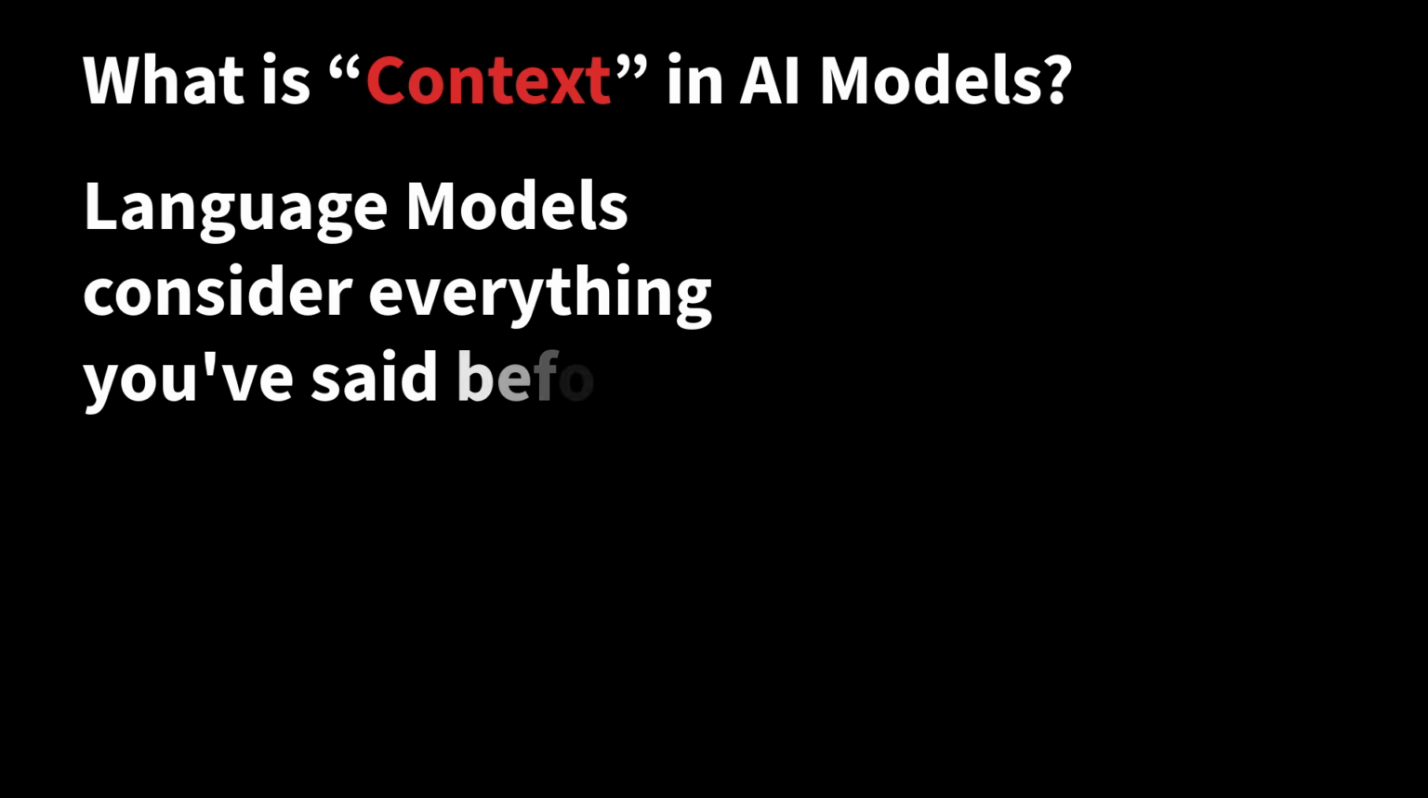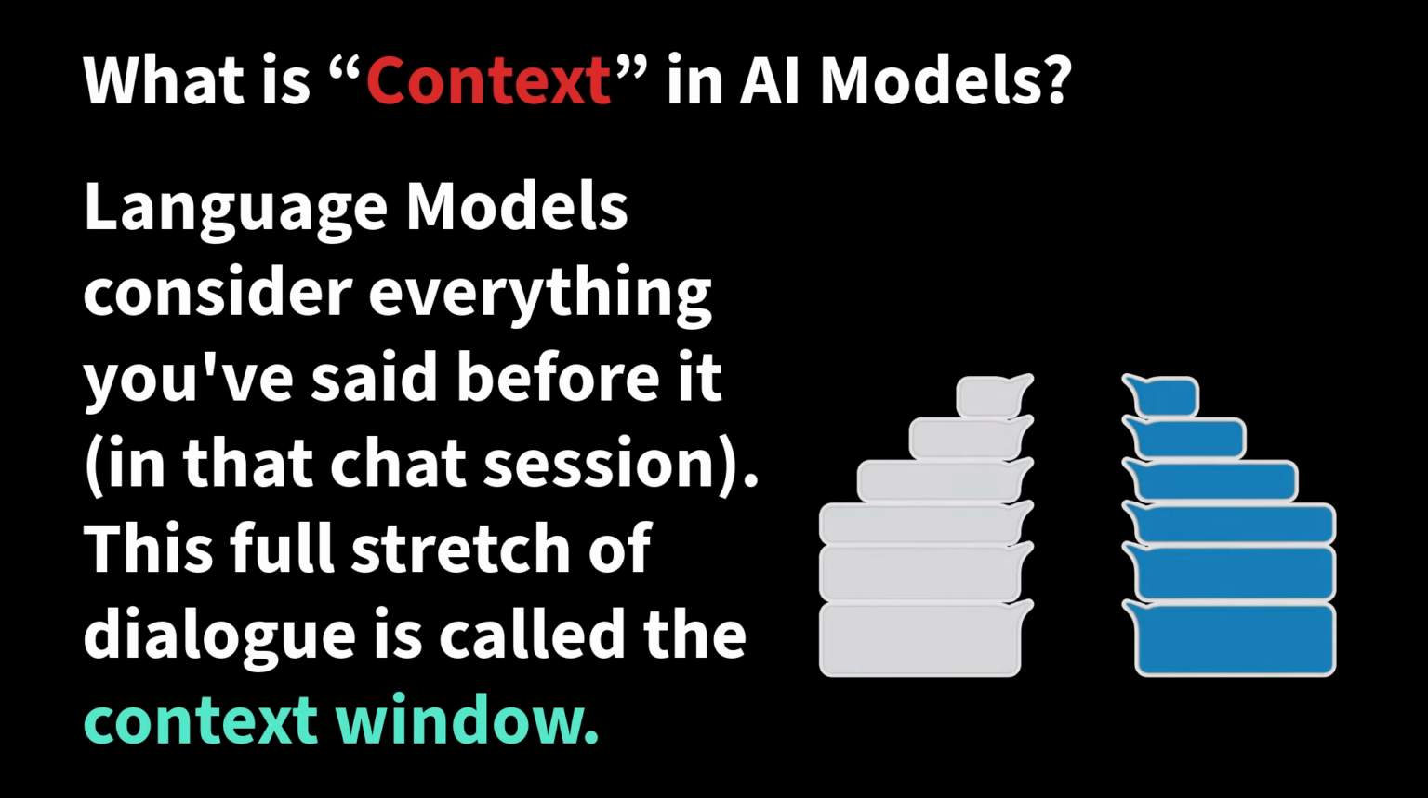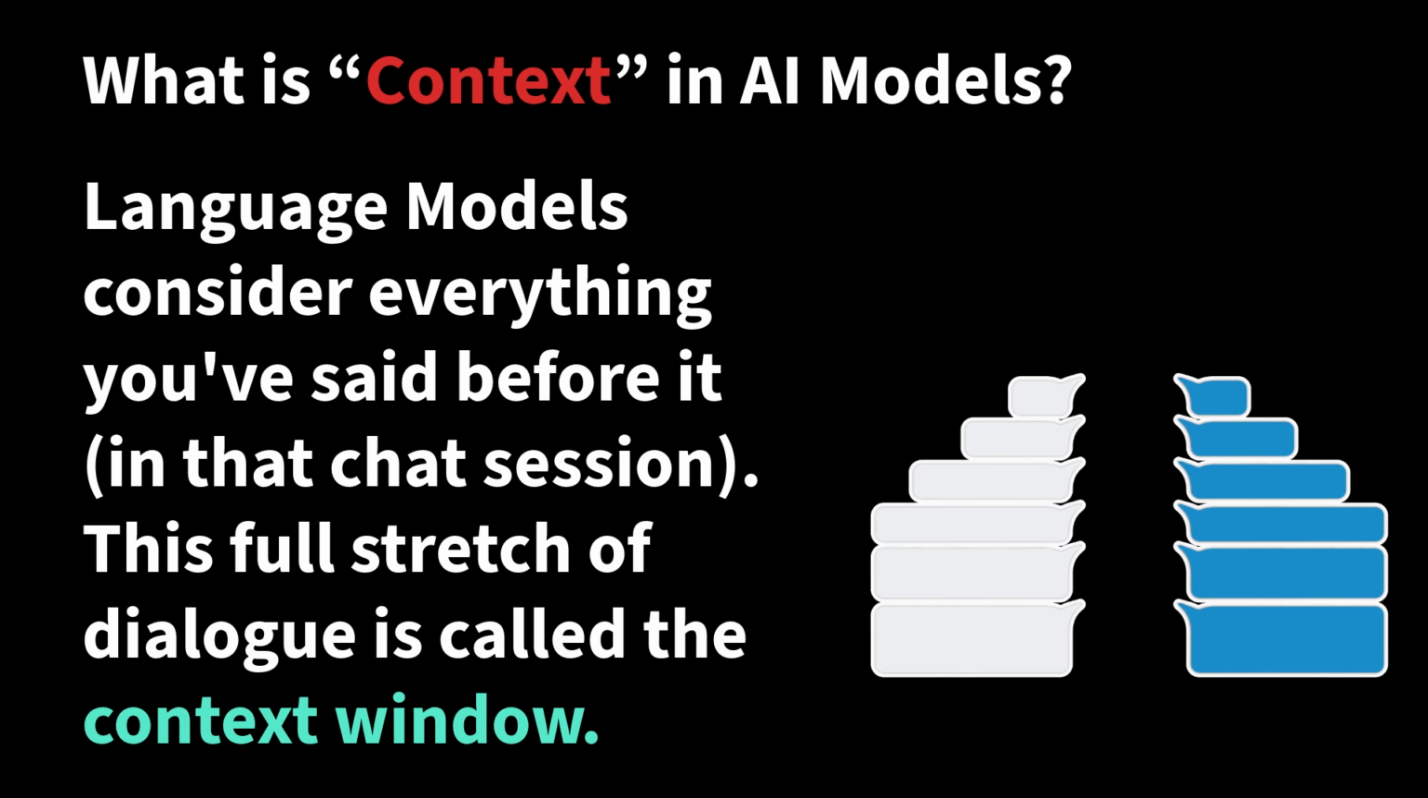When we humans talk, we use context all the time. If I ask what's the capital, you would need to know what country I'm referring to. That background information is context. Language models work similarly. When you give a prompt, they don't just look at that line, they consider everything you have said before it in that chat session. This full stretch of dialogue is called the context window. But here is the catch, there is a limit. Models can only handle a certain number of words or tokens at a time.